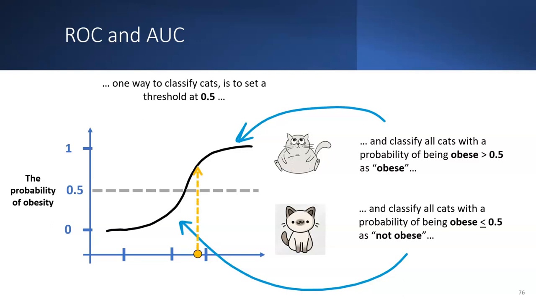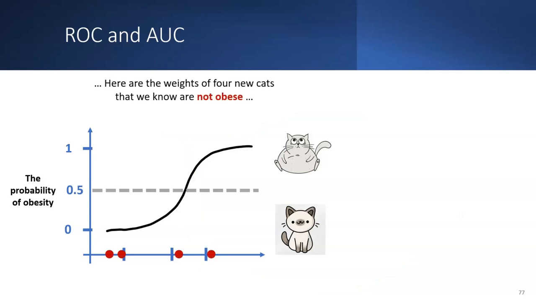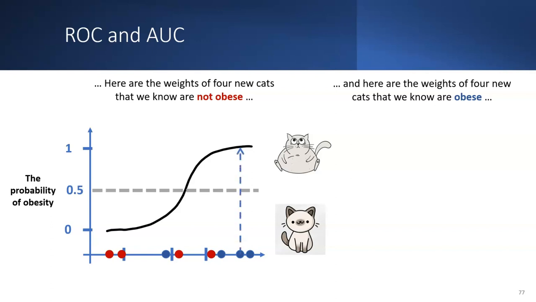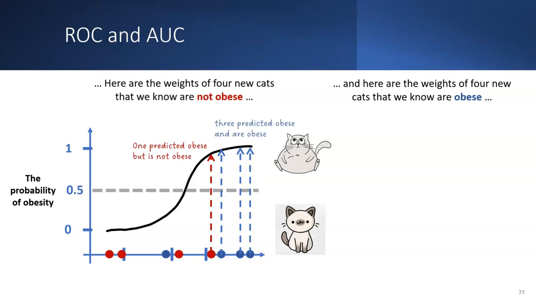So here, what do you think? Is it obese or not obese? It is definitely obese because it is more than 0.5. Here are the weights of 4 new cats that were known as obese or not obese. This one is definitely obese because it is more than 0.5. One is predicted obese but is not obese. Three predicted obese are obese.